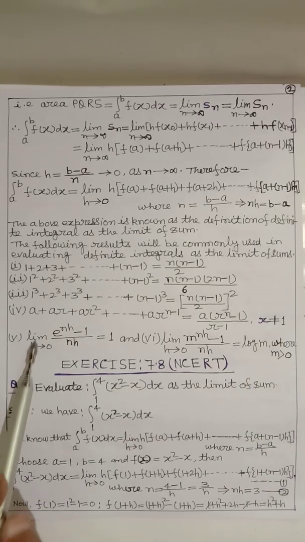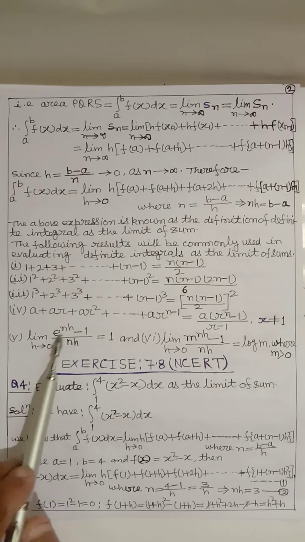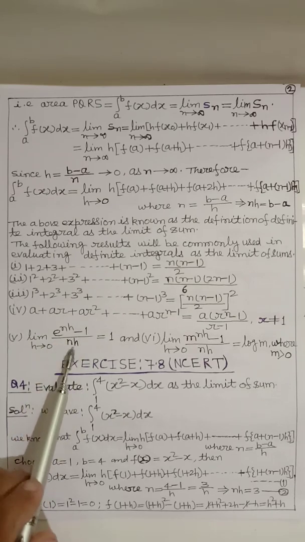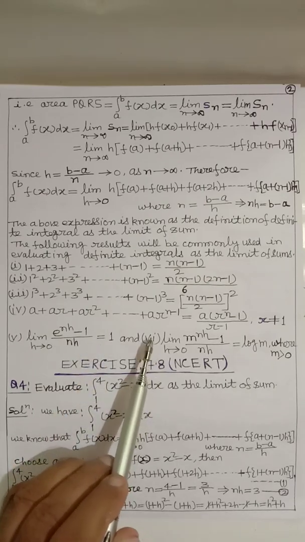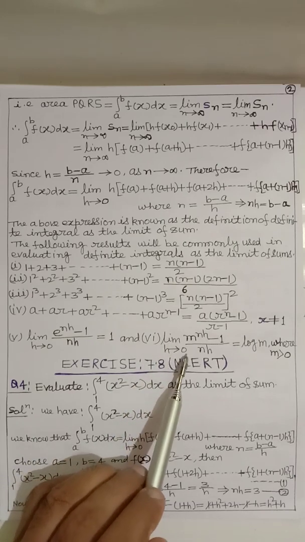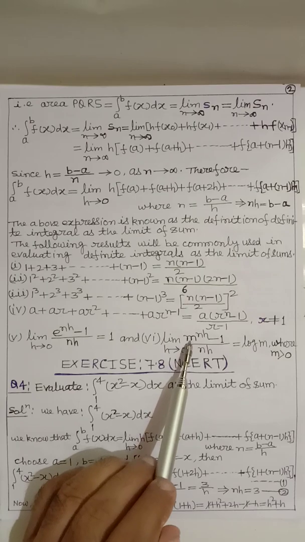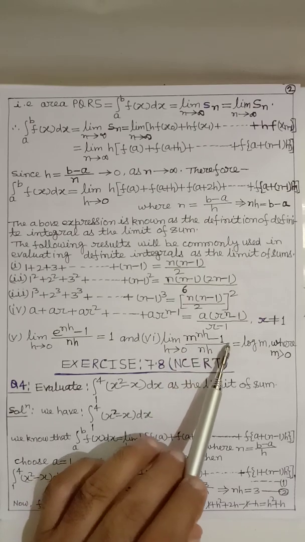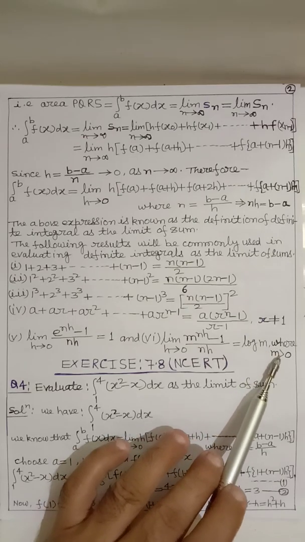Fifth, limit h tends to 0 of e to power nh minus 1 by nh equals 1. And sixth, limit h tends to 0 of m to the power nh minus 1 by nh equals log m, where m is greater than 0.